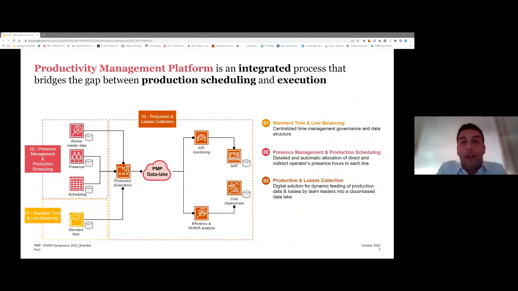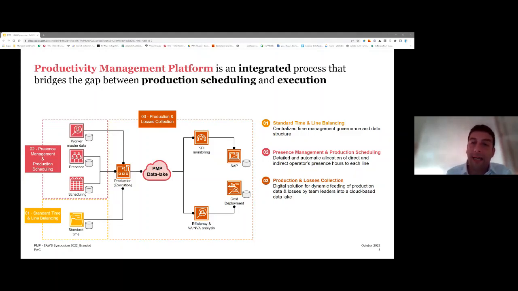In this chart, we outline a typical labor-intensive manufacturing process. The productivity management platform integrates three main data flows. Standard time and line balancing that defines standard work cycles. And this process has to be centralized with a shared data structure. Presence management and production scheduling that defines what should be produced in the shift and the resources that are available.